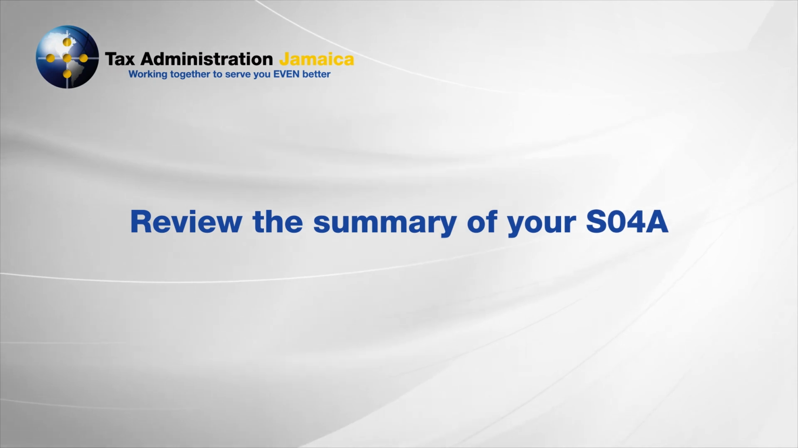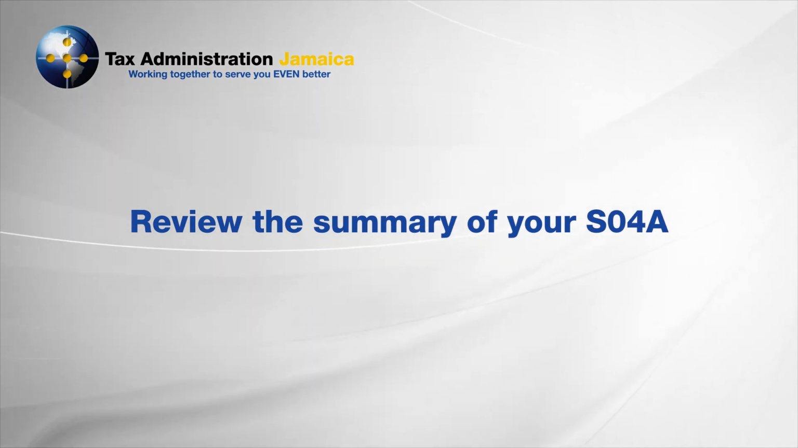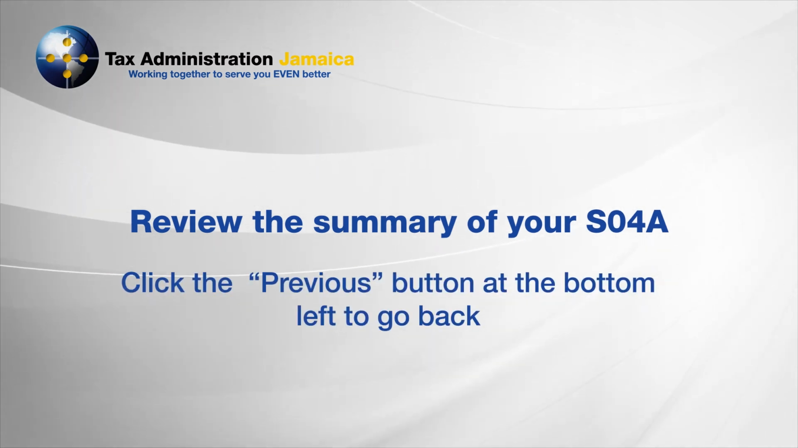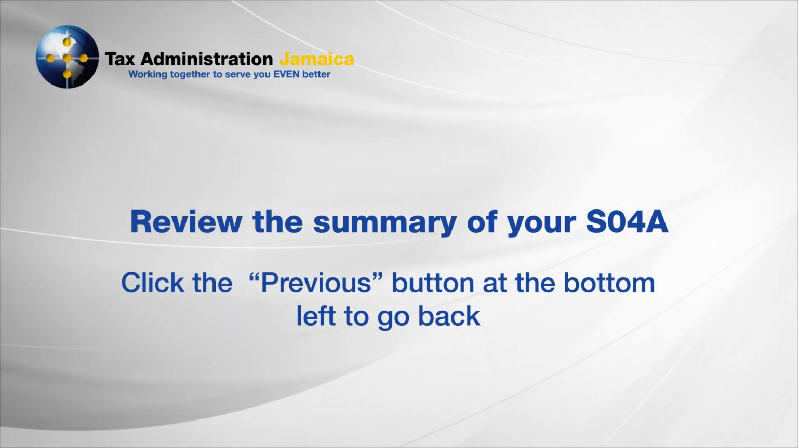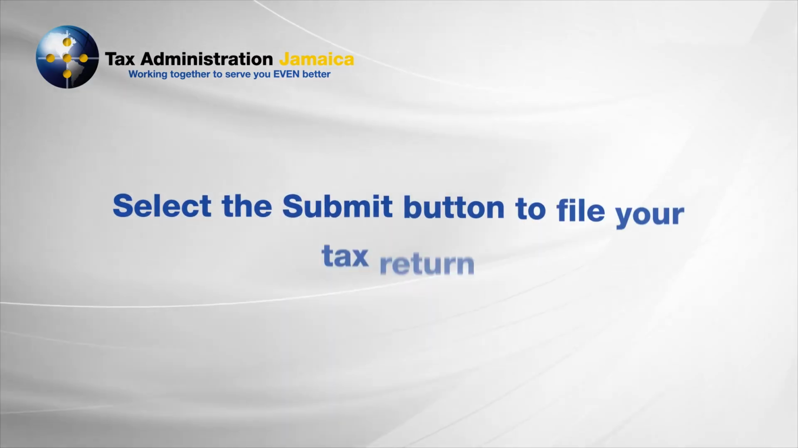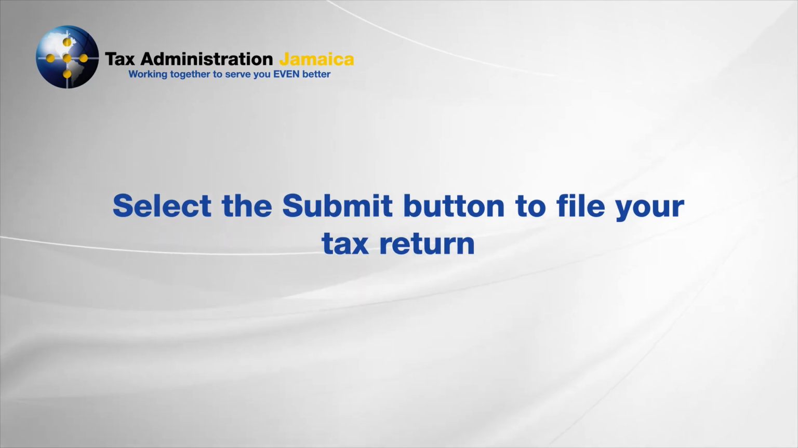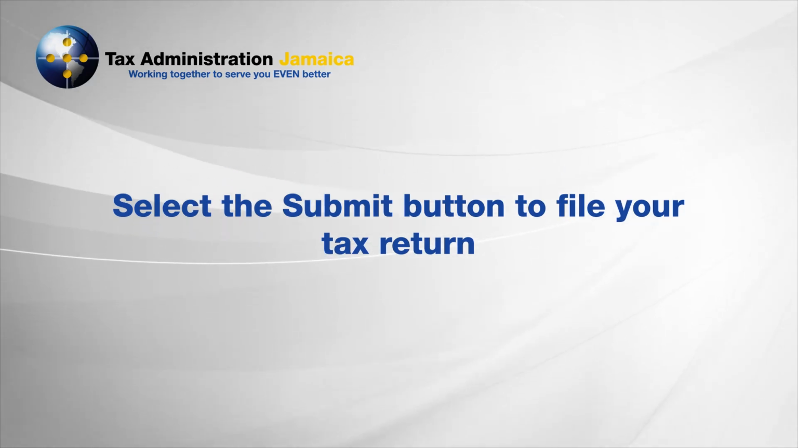Go ahead and review the summary and ensure that the figures are correct. If you need to make any adjustments, just click the Previous button at the bottom left of the page to navigate to the item you want to change. If your review of the summary confirms that the amounts calculated are correct, select the Submit button at the bottom right of the page.